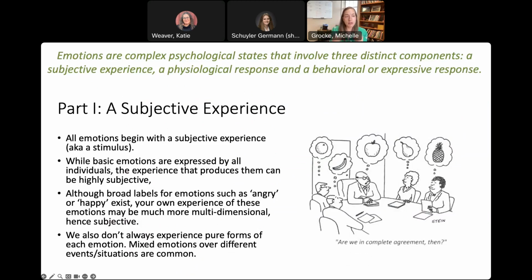So back to our definition, emotions are complex psychological states that involve these three distinct components. And the first one is a subjective experience. So if you think about it, all emotions that we feel begin with something that happened. Maybe it was a conversation or a stimulus in the environment, or somebody said something, right? That stimulus triggers it, but it is a subjective experience.